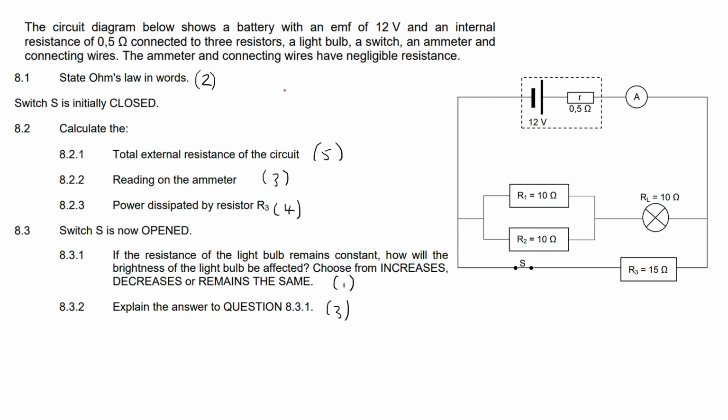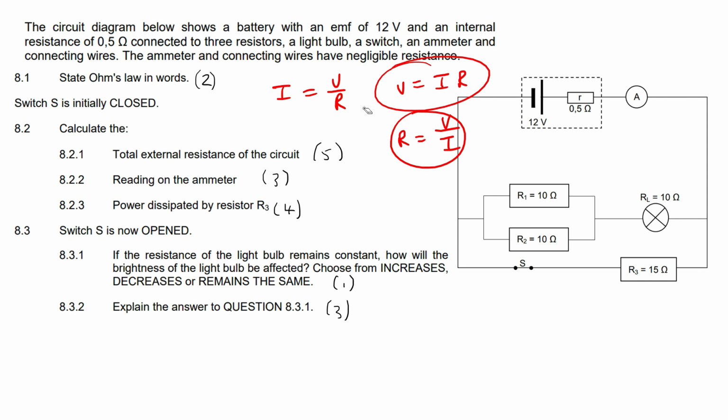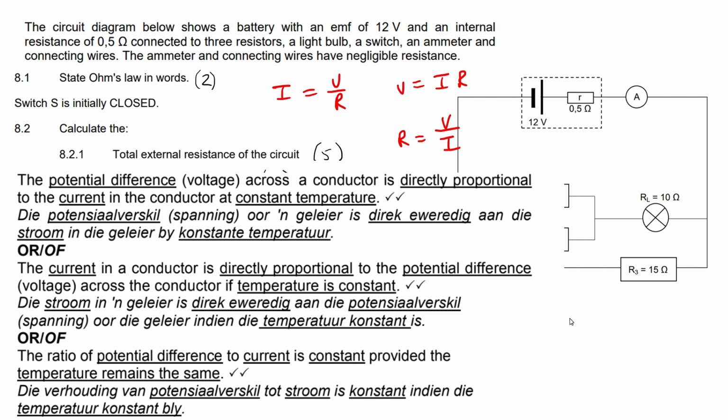So Ohm's law, you know how we got I equals V over R? You could use that one. You could use V equals IR, or you could use R equals V over I. Any of these can be used to explain Ohm's law. Let me show you. If you do this one, then you would say: the potential difference across a conductor is directly proportional to the current at a constant temperature.